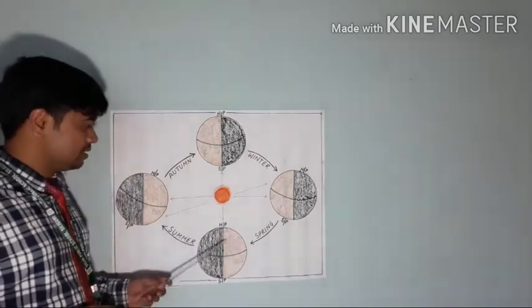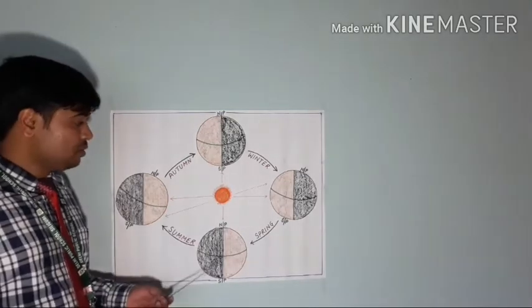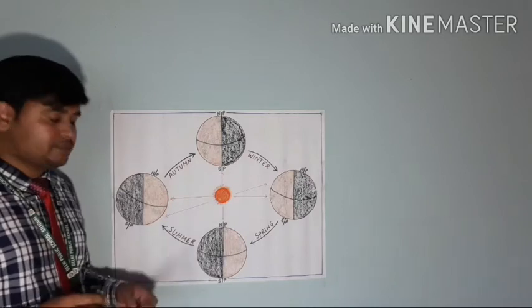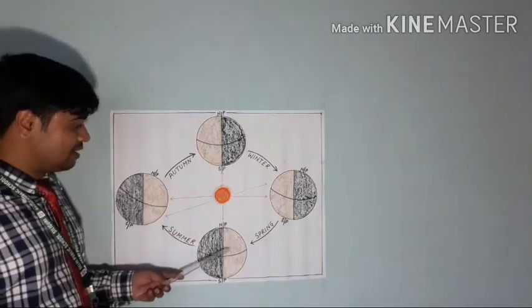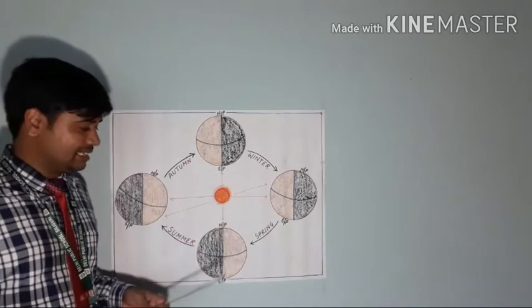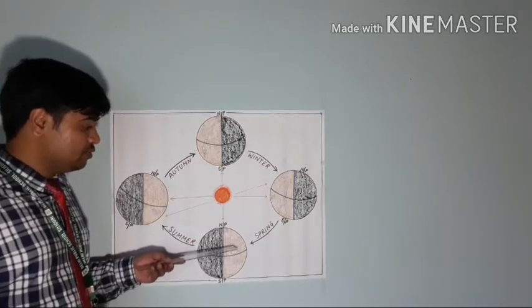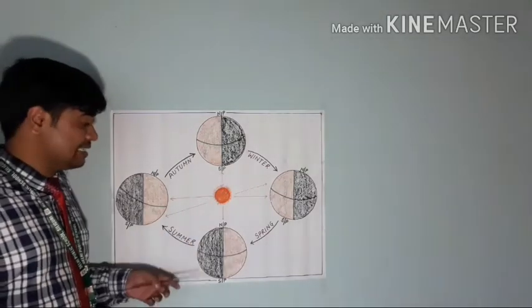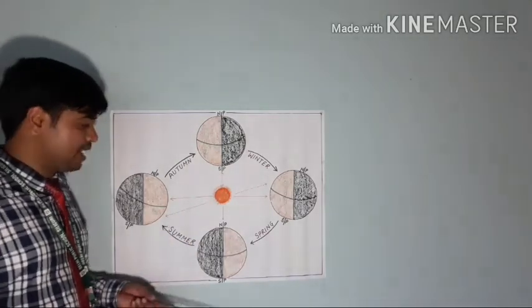Then another season is spring. So during the month of March, April, we have spring season. So during that time the equator gets direct sun rays. That's why the duration of day and night is equal in both the hemispheres.